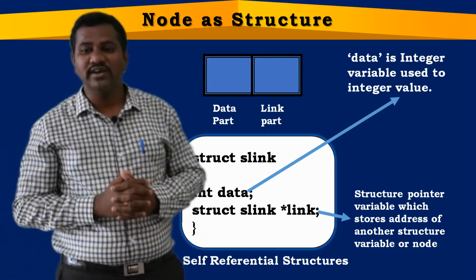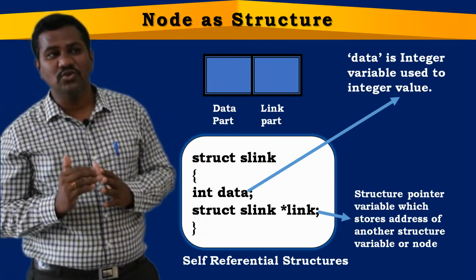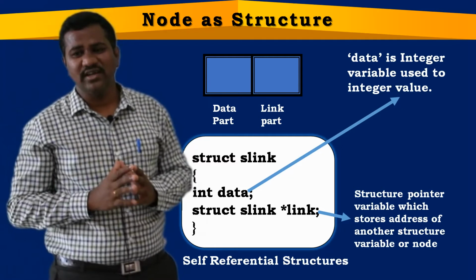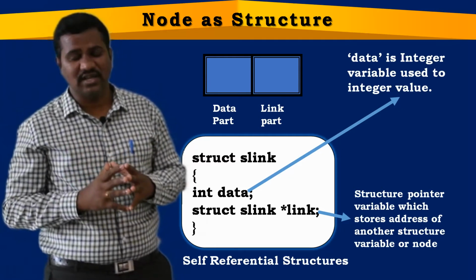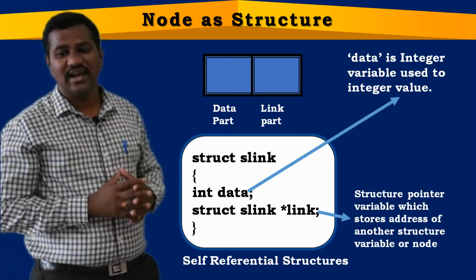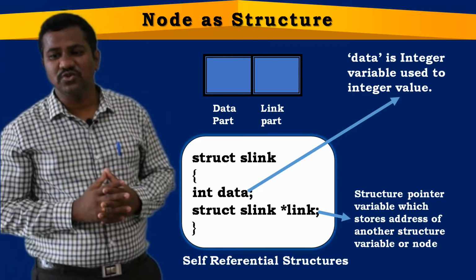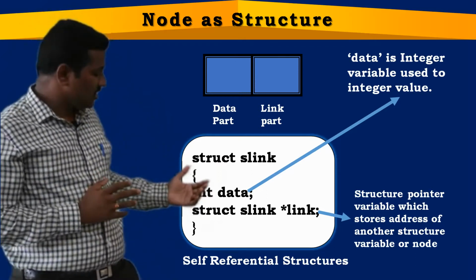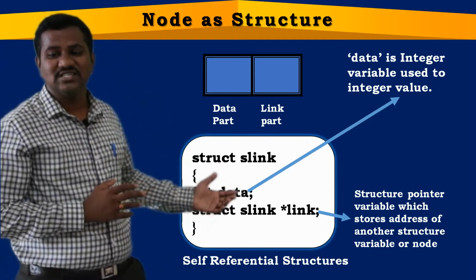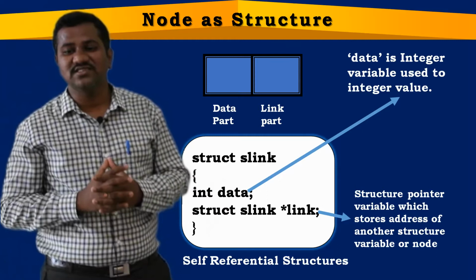Why am I taking a pointer? In the data part we'll be storing data, whereas in the pointer we'll be storing the address of the next node. So in order to store an address, we require a pointer, and what type of pointer that will be, I will discuss. Clearly, int data is one integer variable which is used to store an integer value. Coming to the next thing, struct slink *link.